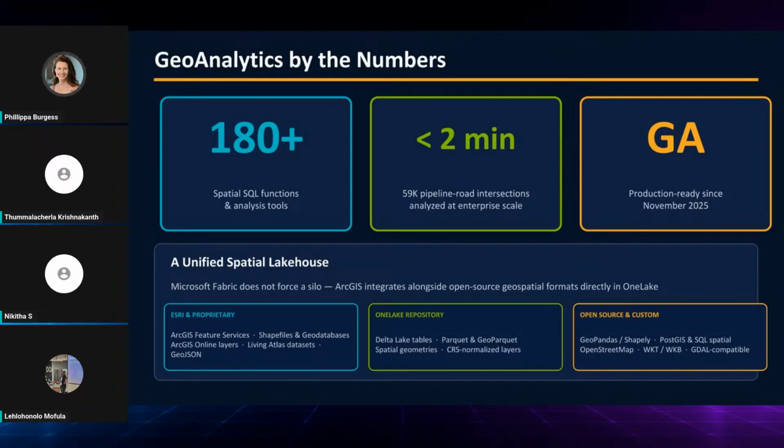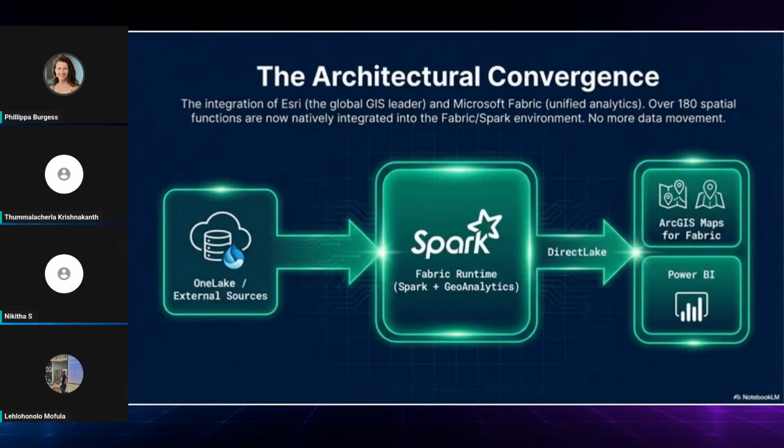You've got your unified spatial lakehouse. Microsoft Fabric does not force a silo. ArcGIS integrates alongside open source geospatial formats directly in one lake. We talked about Esri being proprietary. You've got the OneLake repository and open source and custom libraries that you can add to your analysis.